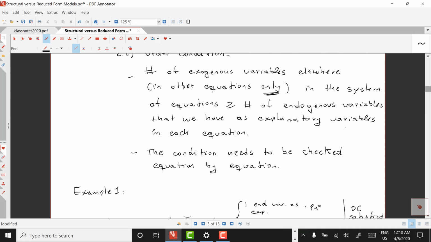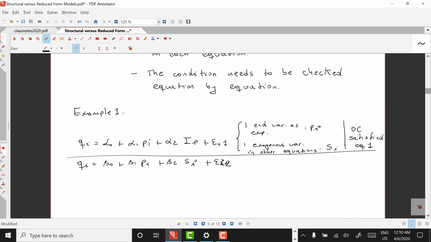Again, let's go back. The number of exogenous variables elsewhere, and that means in other equations only, in the system of equations has to be higher or equal to the number of endogenous variables that we have as explanatory variables in each equation. Again, in the first equation, pi is the endogenous variable that we have as explanatory variable, and in other equations, we have si as exogenous variable.